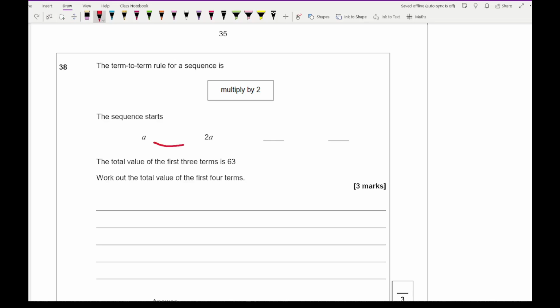So here, to get from a to the next term, I multiply by 2. So the next term is also going to be multiplied by 2. So 2a times 2 is 4a. And multiply that by 2, and I get 8a.